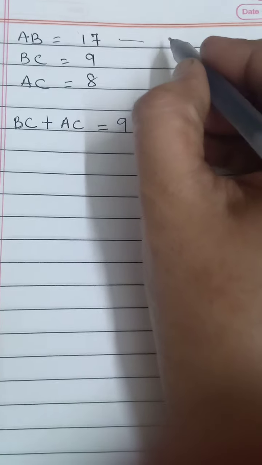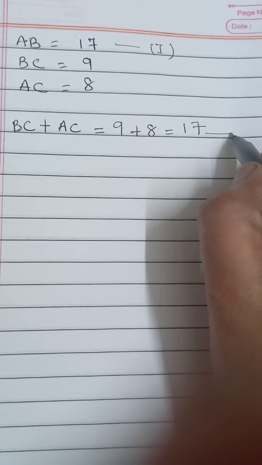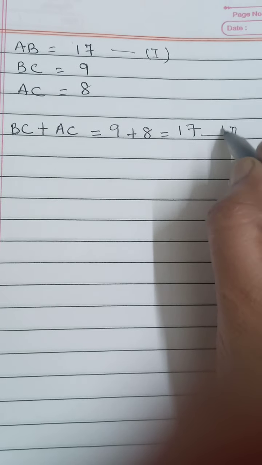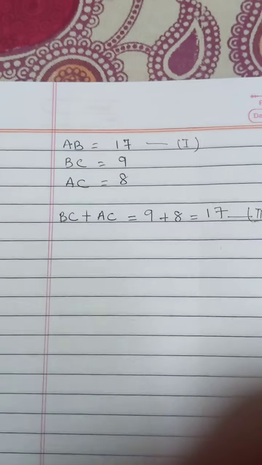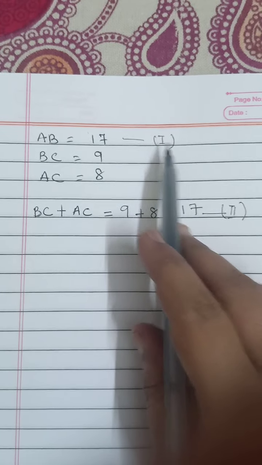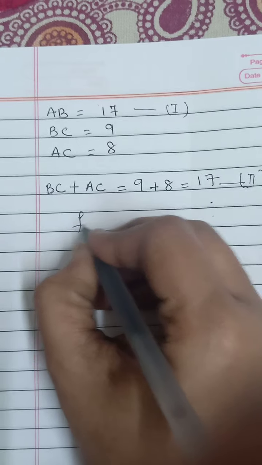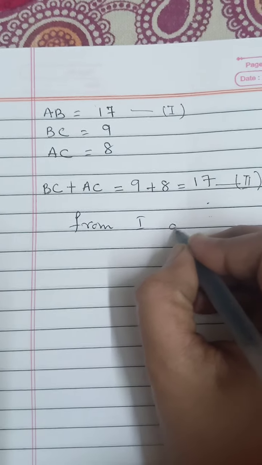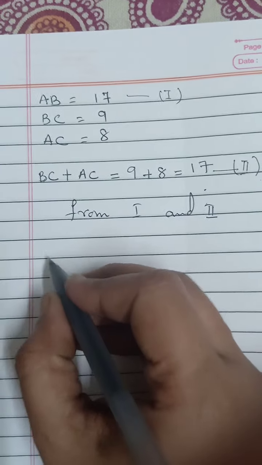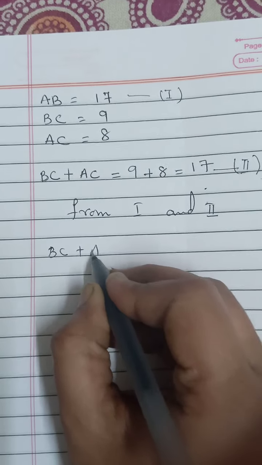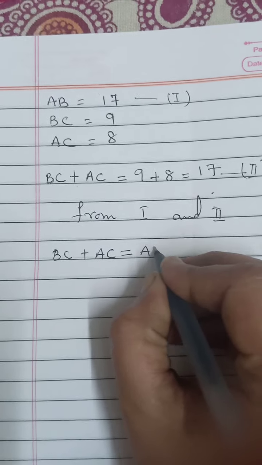And for this big distance, if you want, you can give it equation 1. And the addition of these two smaller distances, you can give equation number 2. Whenever we compare equation 1 and 2, we are getting the same answer. That means from 1 and 2, the addition of these two distances, BC plus AC, is equal to the big distance AB.